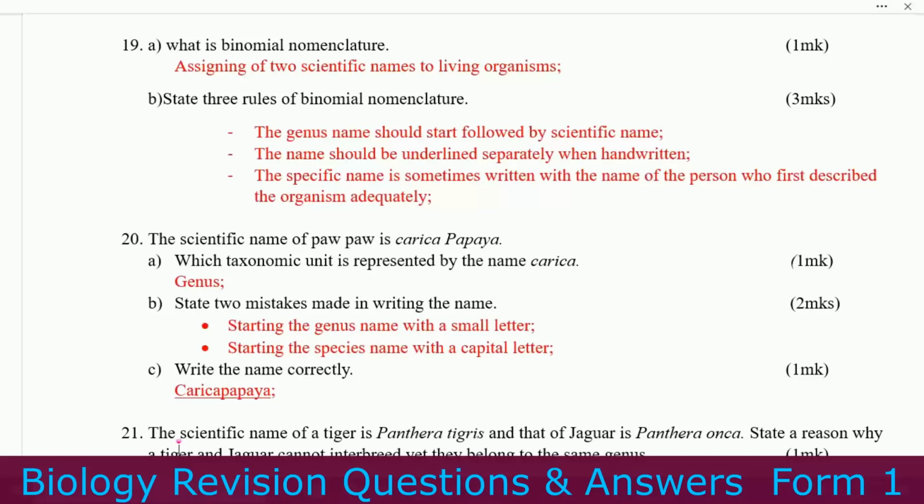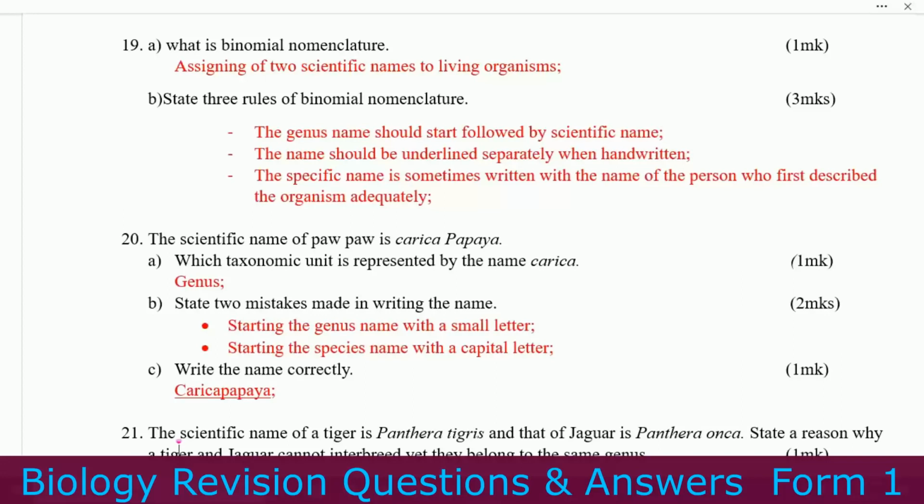The name should be underlined separately when handwritten. Then the scientific name is sometimes written with the name of the person who first described the organism adequately.